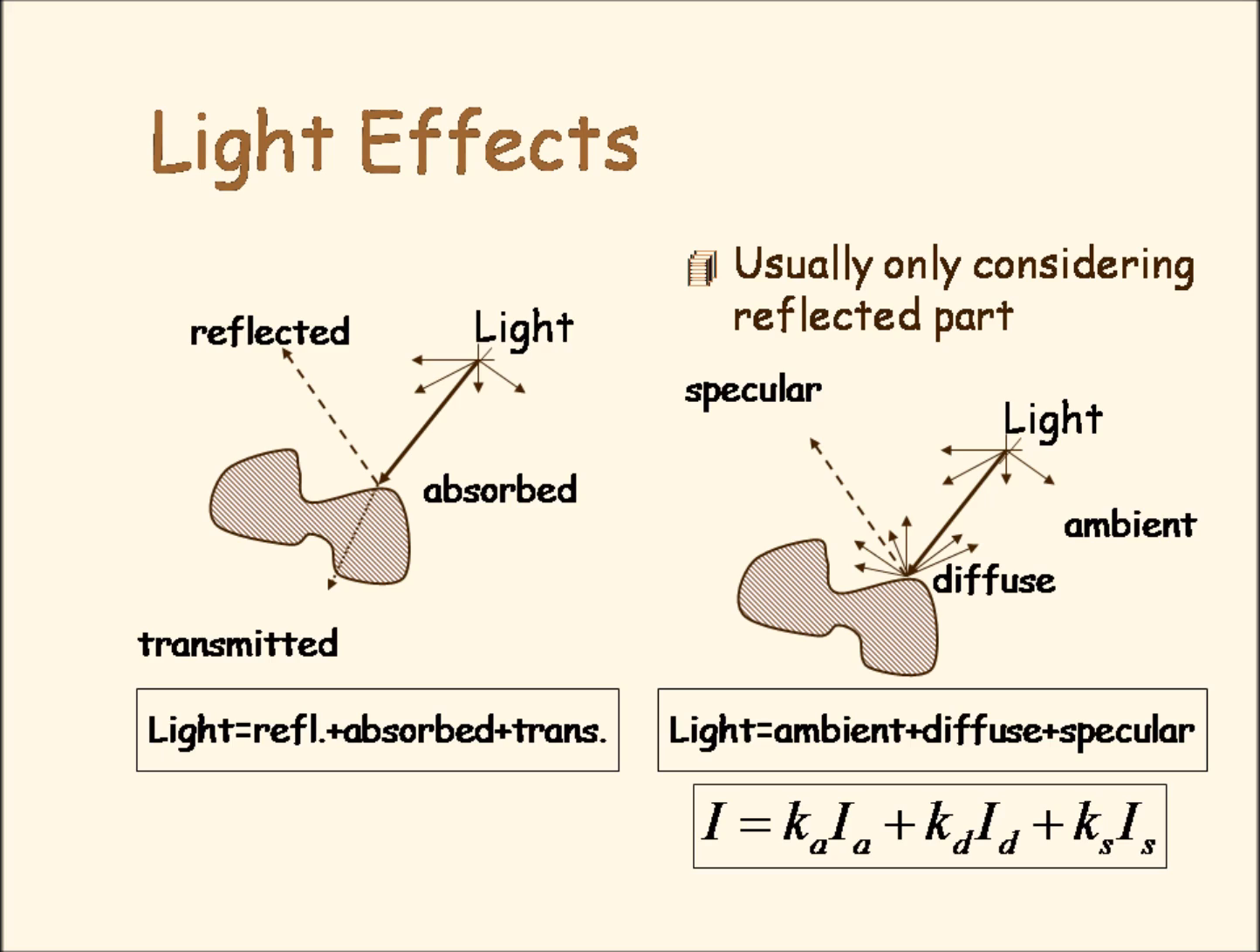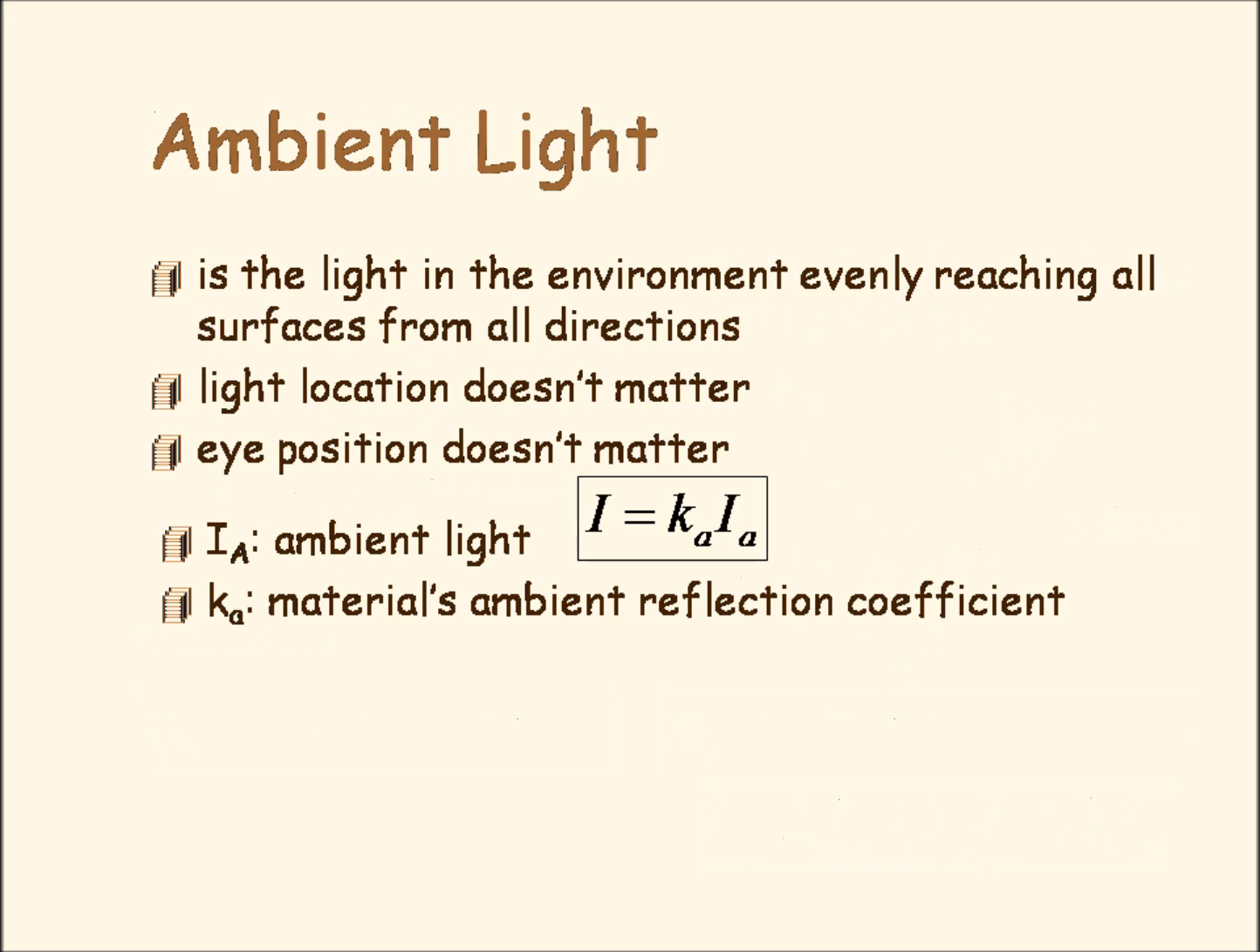I is the computed light, Ka is reflection with respect to ambient light, Kd is reflection with respect to diffuse, Ks is reflection with respect to specular light. Ia represents the ambient light, Id represents the diffuse light, and Is represents the specular light. Now further we will discuss all three lights, ambient, diffuse and specular, in detail.